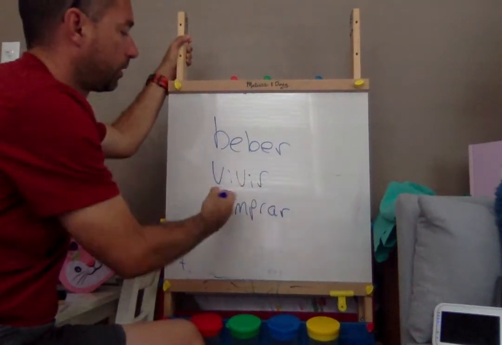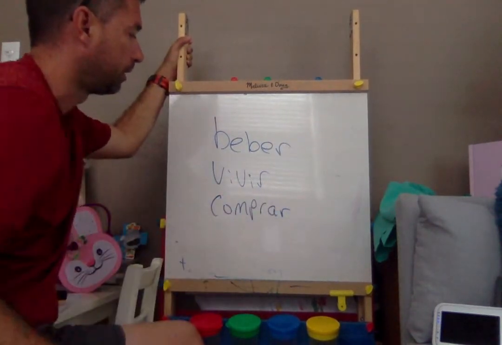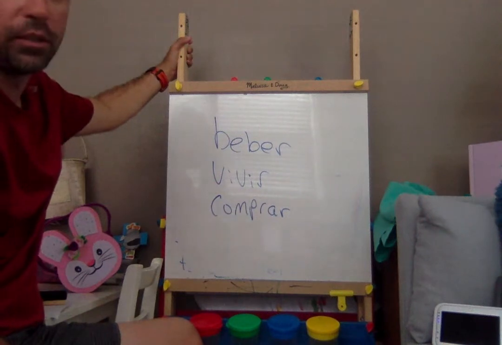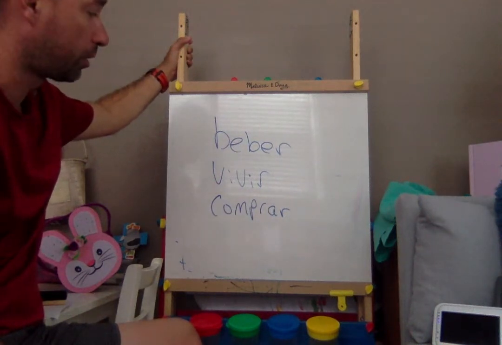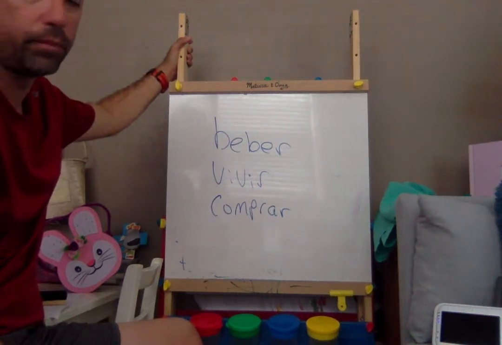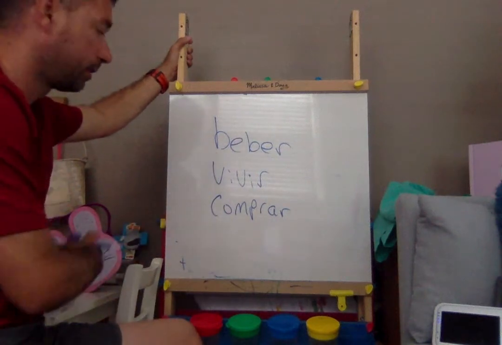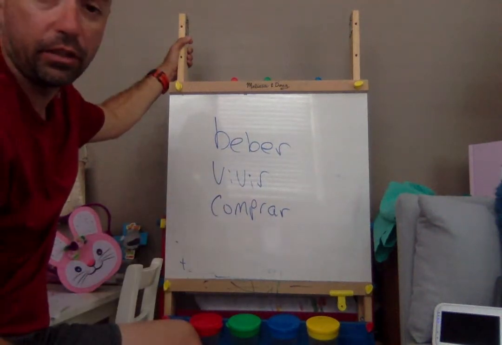So beber means to drink, vivir means to live, and comprar means to buy. And you should know how to conjugate these. This is something you cover in Spanish 1, but just to go over it real quick with you guys. Now, what we covered this year is preterite and imperfect.